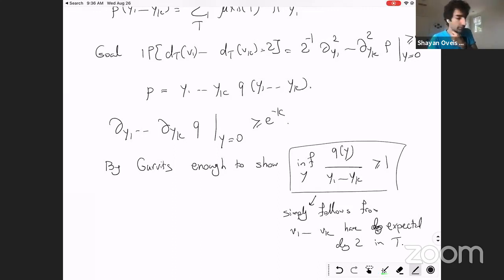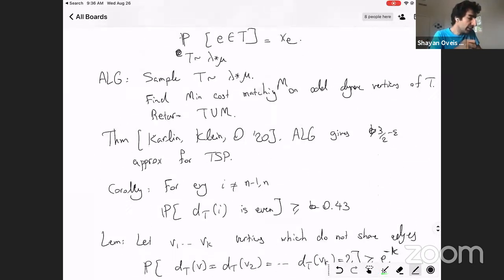So anyway, that's what I wanted to say: this Gurvits's theorem, which originally was talking about permanents and so on, can now be used in a probabilistic context, and you can use it to talk about the probability that a number of vertices have degree equal to 2.